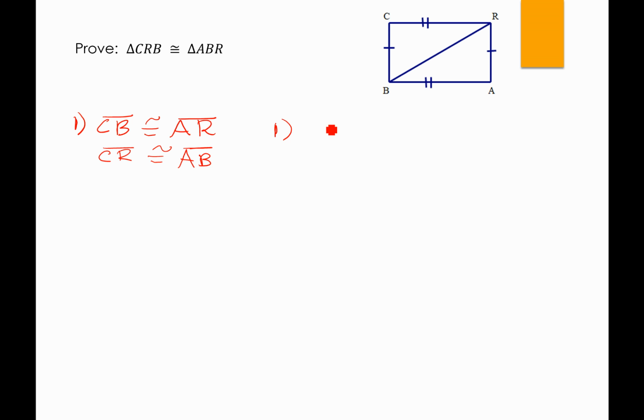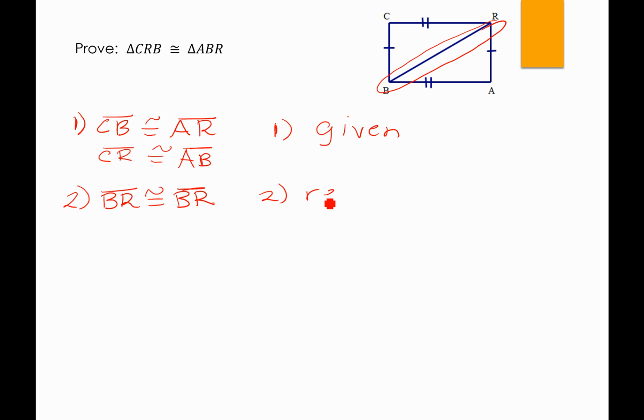Well, I have two sides that are congruent, so all I need now is the third side. Here is my third side, and that is BR. And we have a property that says that BR is congruent to BR, and that is the reflexive property of congruence. So we can just say reflexive. Now, if you look at the order here, it's kind of turned around, so it might even be better for us to say that it's congruent to RB.